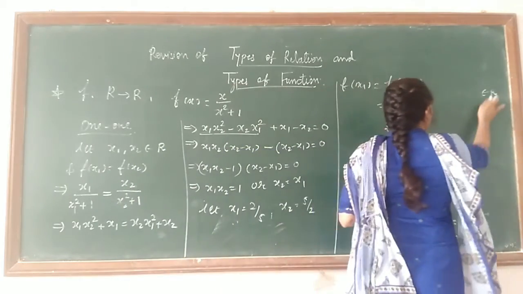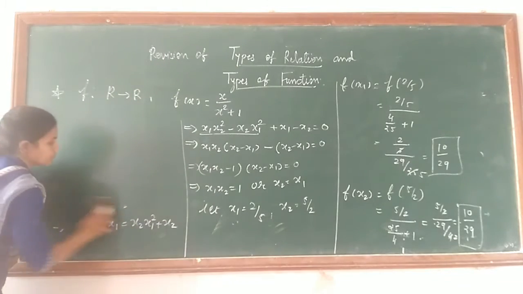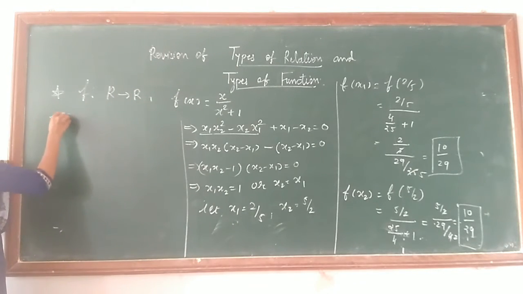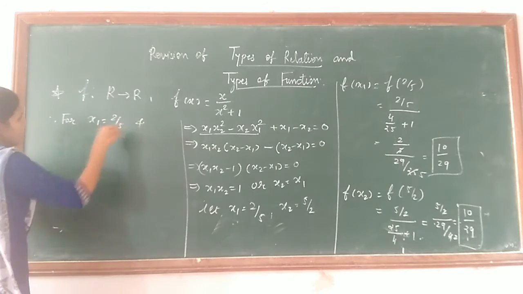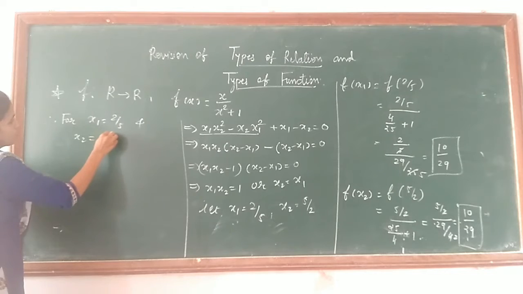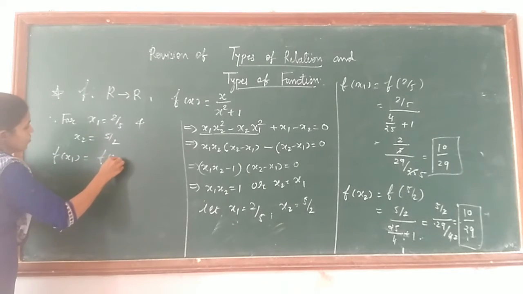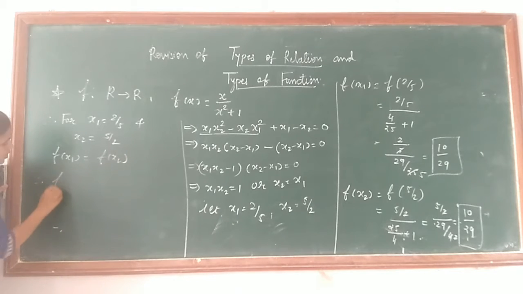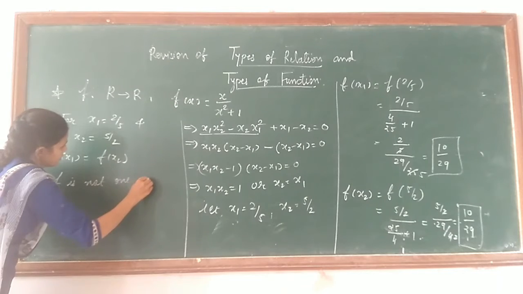So therefore we can write down this: x1 is equal to 2 by 5 and x2 is equal to 5 by 2. f of x1 is equal to f of x2. Therefore f is not one-one.